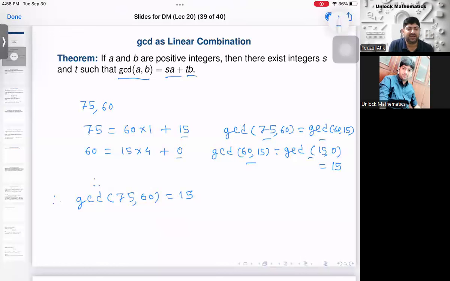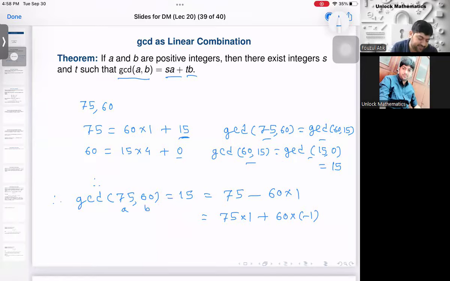And this example I have taken is a very easy example. You can easily see that this 15 is already in this form: 75 minus 60 times 1. So basically it is 75 times one integer, which is 1, plus 60 times another integer, which is minus 1. So it is a linear combination of 60 and 75. What is S here? A is 75, B is 60. S is 1 and T is minus 1. So we have written GCD of 75 and 60 as a linear combination.